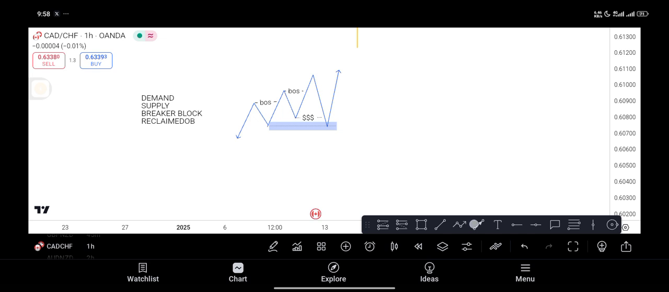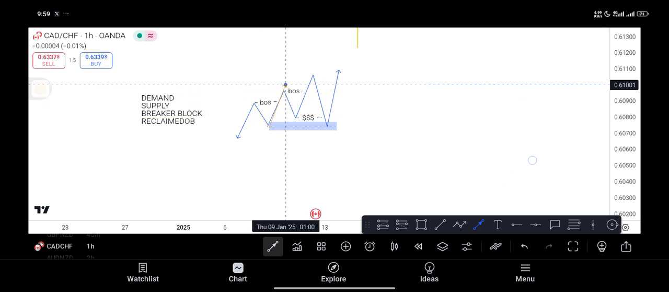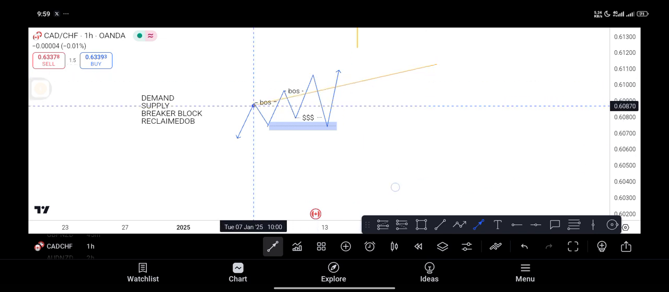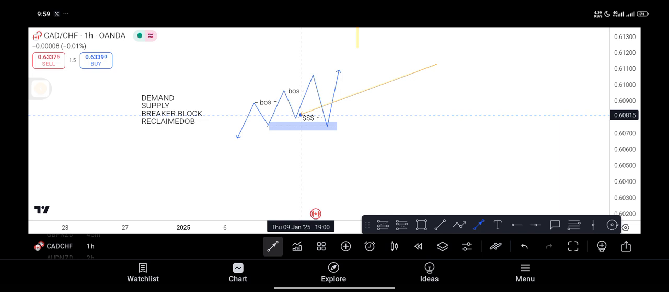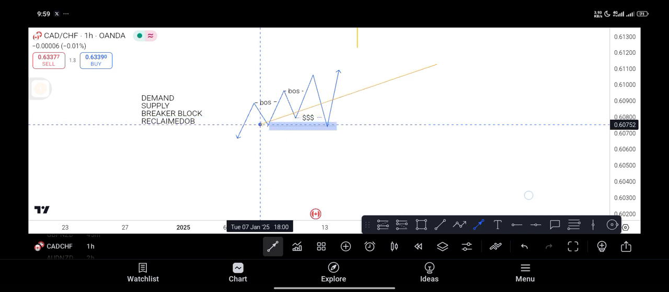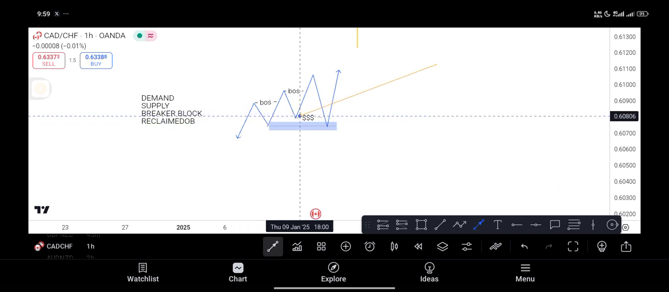Now the market will first of all use the demand to break structure. It uses the demand to break structure, and after the first break of structure it comes back down to create what? Liquidity. It will induce people to start buying because they believe there is demand available here. Now when those buyers come in, it will still what?